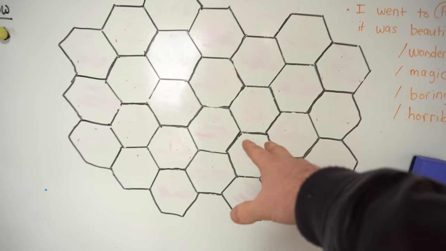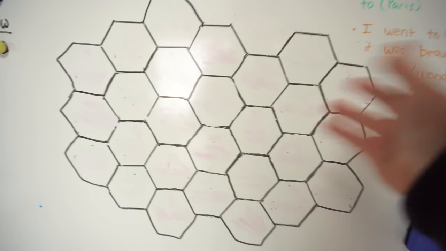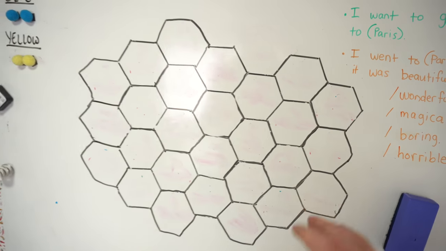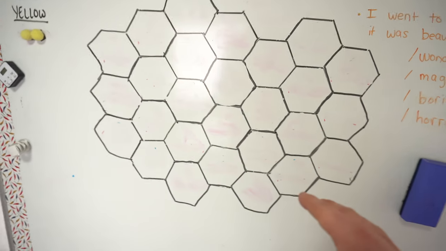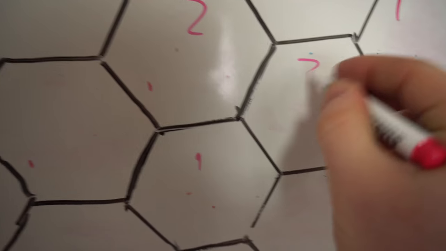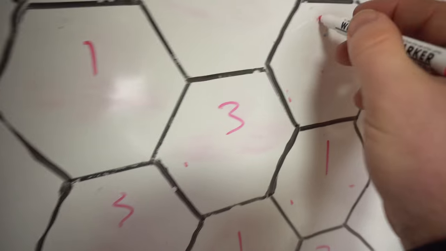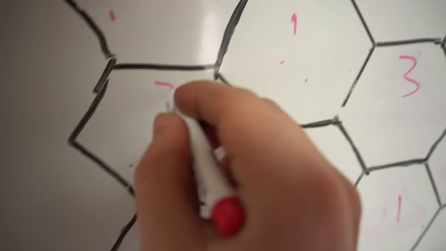So you draw your grid of honeycombs. You can draw up to 50 or 100. About 50 will take about an hour of class, and about 20 is about 30 minutes, so keep that in mind. Then you randomly place 1 point and 2 points, and 3 points, three being the highest point value.